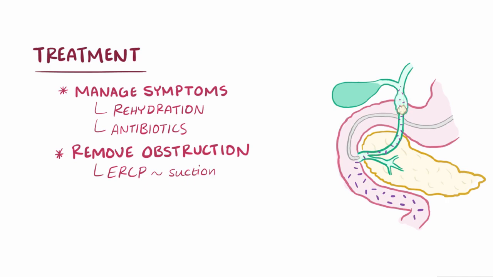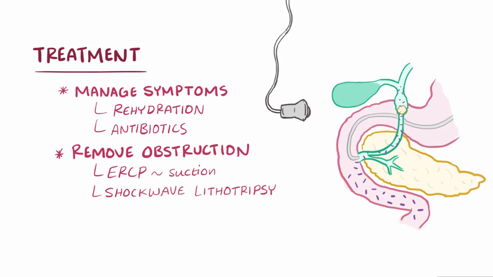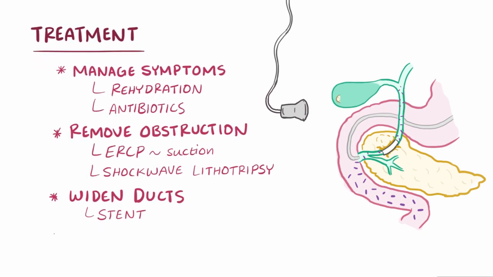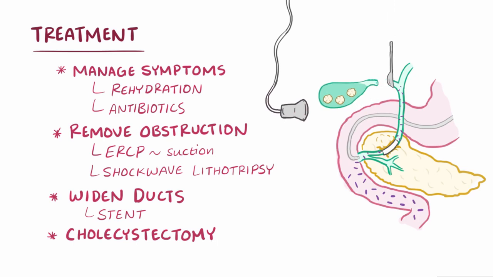For larger gallstones, shockwave lithotripsy might be used, which uses high frequency sound waves from outside the body to break down the stone. Also, especially in the case of stricture, the bile ducts can be widened with a stent. Finally, if gallstones are the underlying cause, a cholecystectomy, or removal of the gallbladder, is typically recommended to avoid future gallstone related complications.